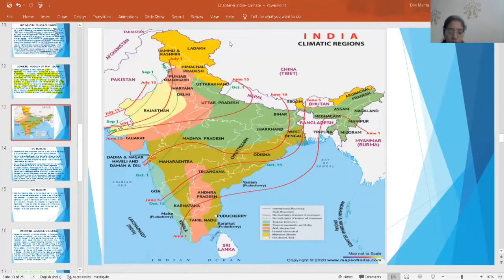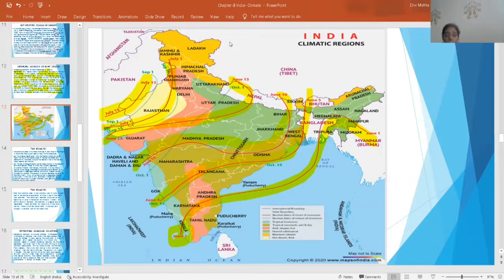This you can see, June 1. This is the southwest direction in which the wind flows. June 1, then on June 5 it reaches here. Then June 10, it reaches here. Then June 15, the monsoon comes here. In the month of July we experience monsoon. And 15 July.